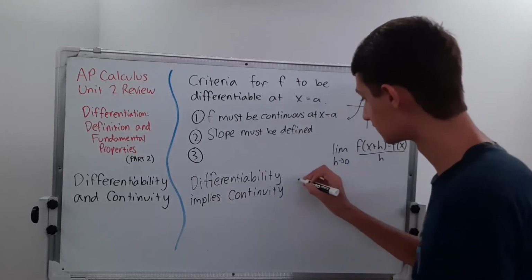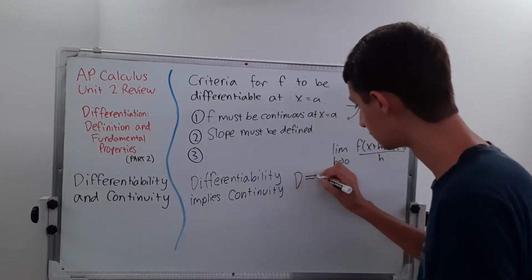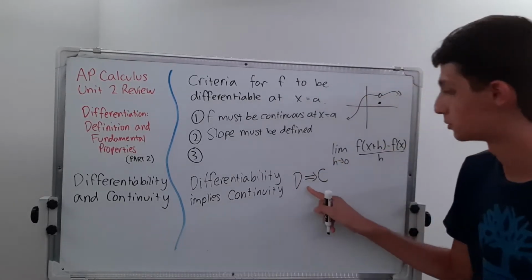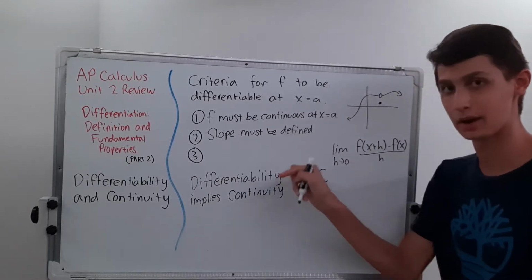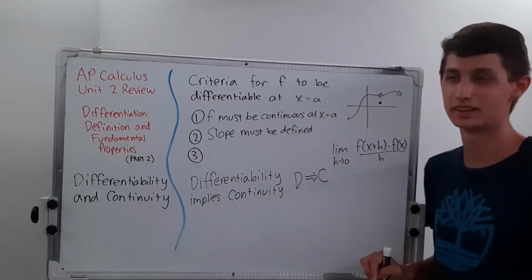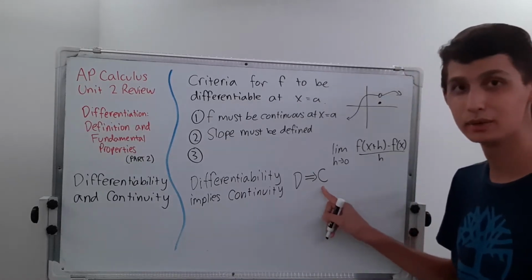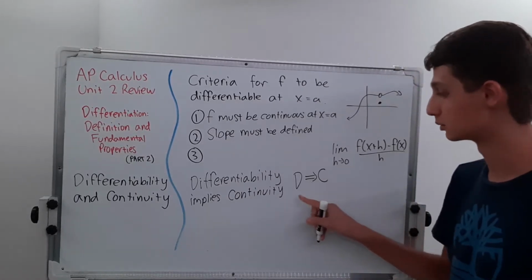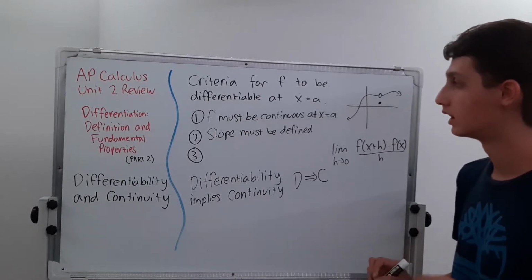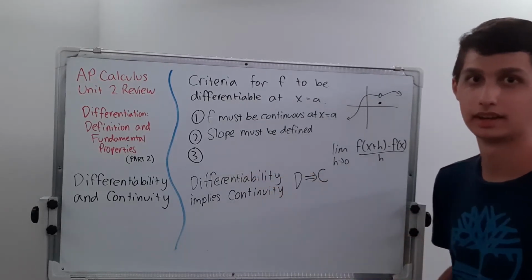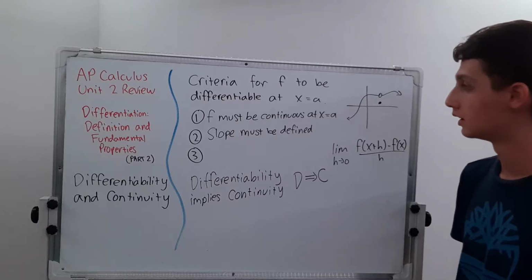So we can actually write this as shorthand. We can say D implies C. And some of you might be tempted to write the arrow back that way, but continuity doesn't imply that you're differentiable. I'll show you an example later where the function is continuous, but it's not differentiable. You cannot find the derivative at a point, and that's going to lead us to the third reason, okay?